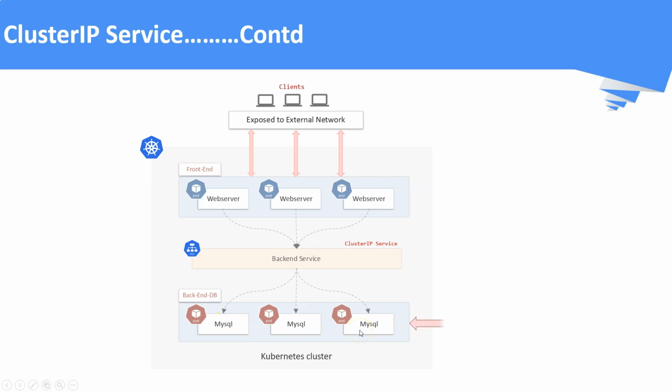But why this type of routing? It is because the back-end database pods may have sensitive information. We should not expose the back-end database pods to the external world. But they should be exposed within the cluster in order for the web server to reach the database pods. In other words, this service type is used for internal networking between the workloads that are running within the cluster.